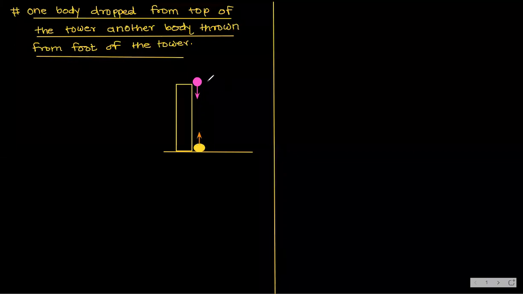Now the body which is dropped from the top of the tower, its initial velocity is 0 as it is dropped, whereas the body which is thrown upwards, its initial velocity is u. Okay, and the height of this tower is h. What is the height? H.